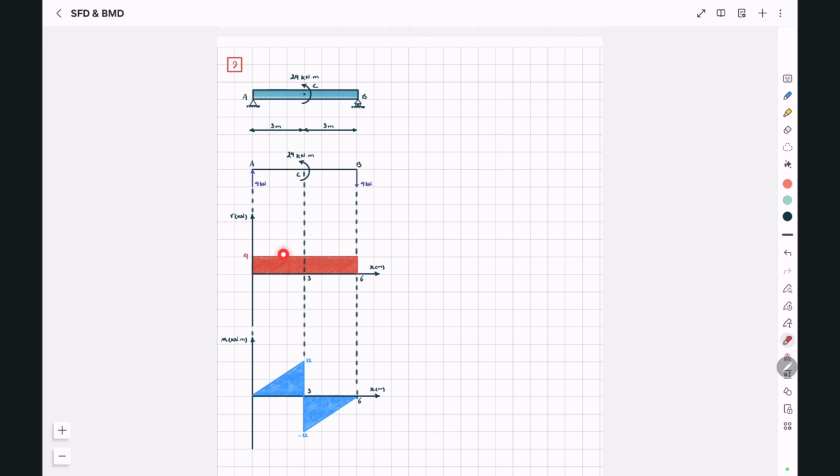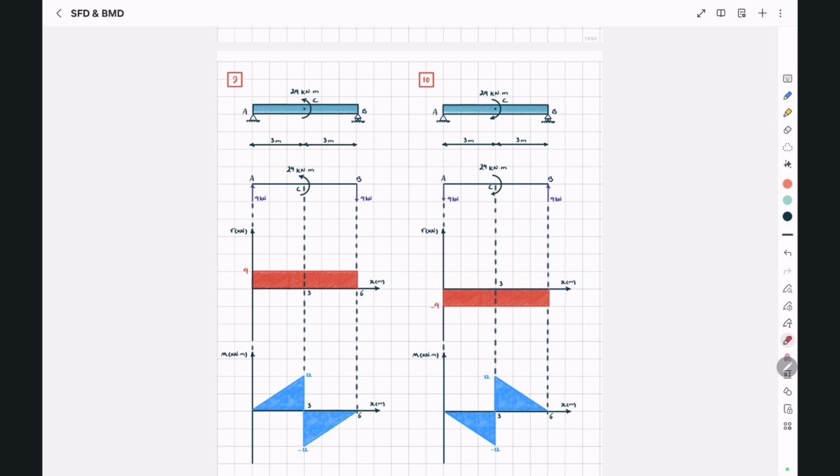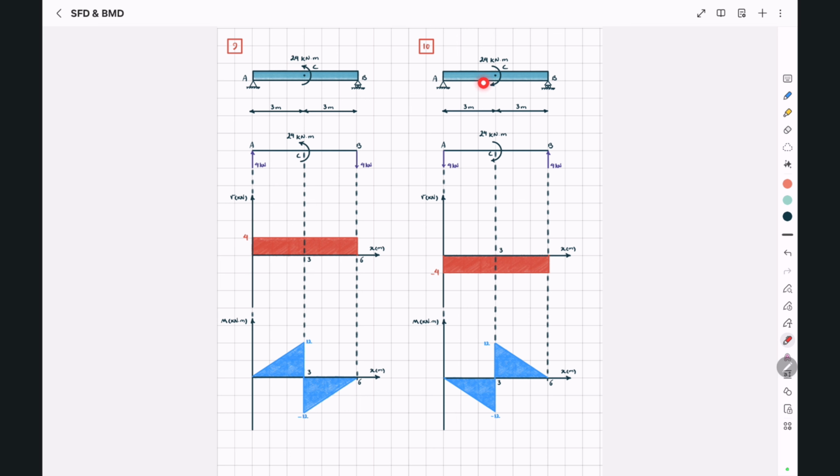So these are the shear force and bending moment diagrams for this simply supported beam with a counterclockwise moment with a magnitude of 24 kilonewton meter applied in the middle. And this is a similar beam, but this time with a clockwise moment. You can see that by moving these concentrated moments, the shear diagrams didn't change. So the maximum magnitude of shear is still equal to 4. But the moment diagram changed, and the maximum magnitude of moment is equal to 12.